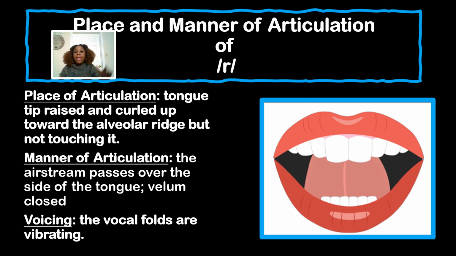As you can notice, just like with the L sound, the manner of articulation for R and L is pretty much the same. The airstream passes over the side of the tongue, which gives it that vowel feel, and the velum itself is closed, and they also are both sounds that are voiced, so the vocal folds are vibrating when you make those sounds. So let's keep going. You guys are doing a good job of listening.